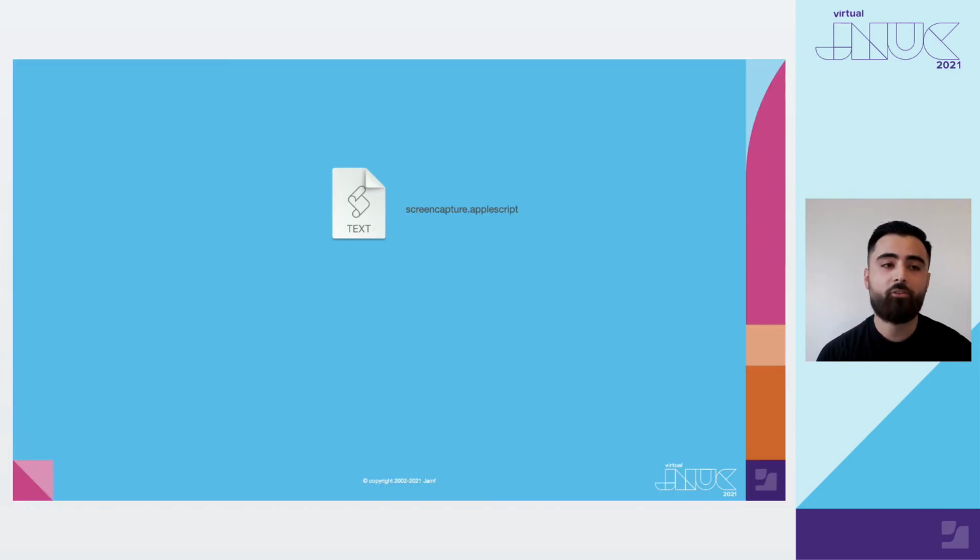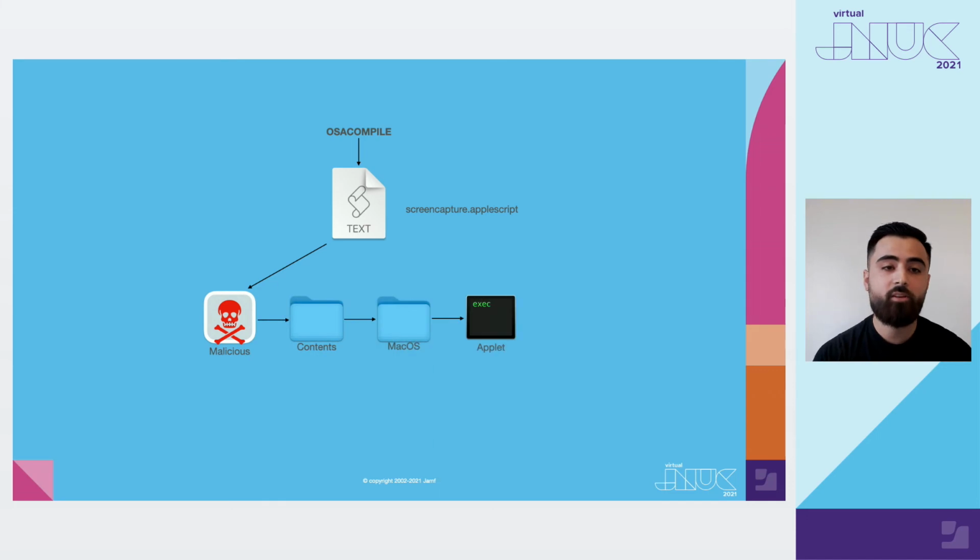So now to illustrate how this all works, the malware first curls the malicious screenshot module in memory from the C2. It then runs Apple's osacompile command on the screen capture AppleScript, which generates a new malicious application. Inside the application is an executable called applet, which when executed will load the malicious AppleScript. And the attacker then signs the malicious script as ad hoc, and this is required in order for the exploit to work.